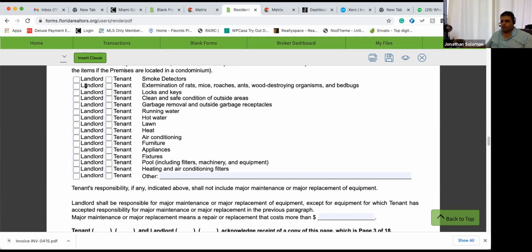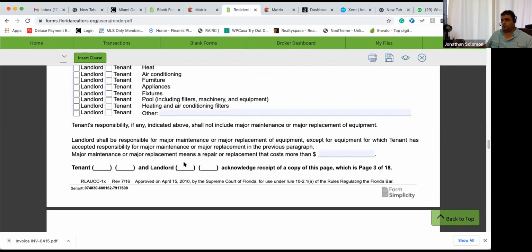And this section is about maintenance. So we have a smoke detector. Who's repairing the smoke detector? Extermination. Who's responsible for extermination? Locks and keys. If the lock breaks, who's responsible to repair it? Garbage removal outside the property. Who's responsible for garbage removal outside the property? Is it something that the tenant needs to pay for or the landlord needs to pay for? Running water. So again, for the water to run correctly, who's responsible to make sure the pipes are in good condition? Is that the landlord or the tenant? Hot water, we need to make sure that the water heater or the hot water supplies is in good condition, the tenant or the landlord, and so on and so on. And you can select the right options right here according to what the landlord instructs you.